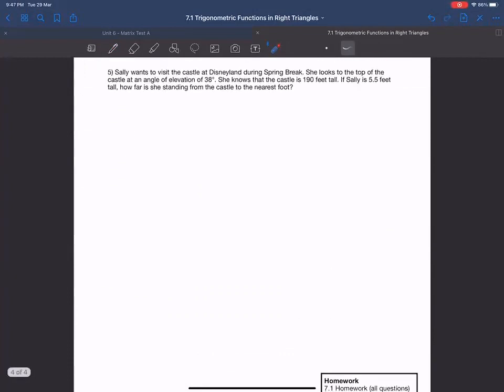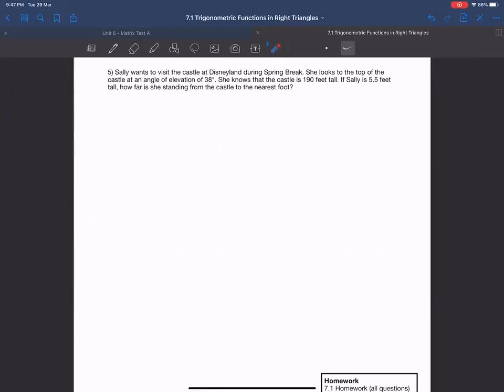So it says, Sally wants to visit the castle at Disneyland during spring break. She looks at the top of the castle at an angle of elevation of 38 degrees, and she knows that the castle is 190 feet tall. If Sally is 5.5 feet tall, how far is she standing from the castle to the nearest foot?